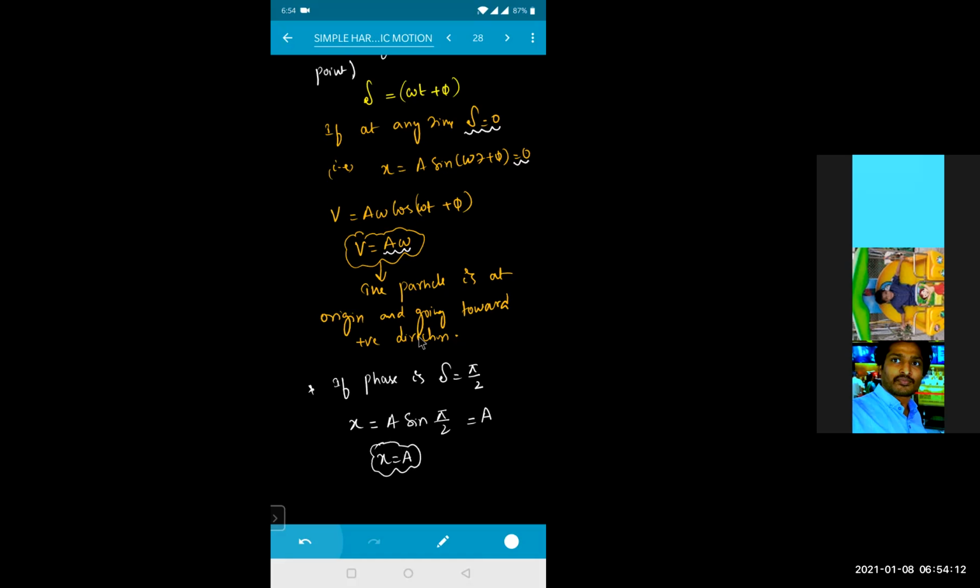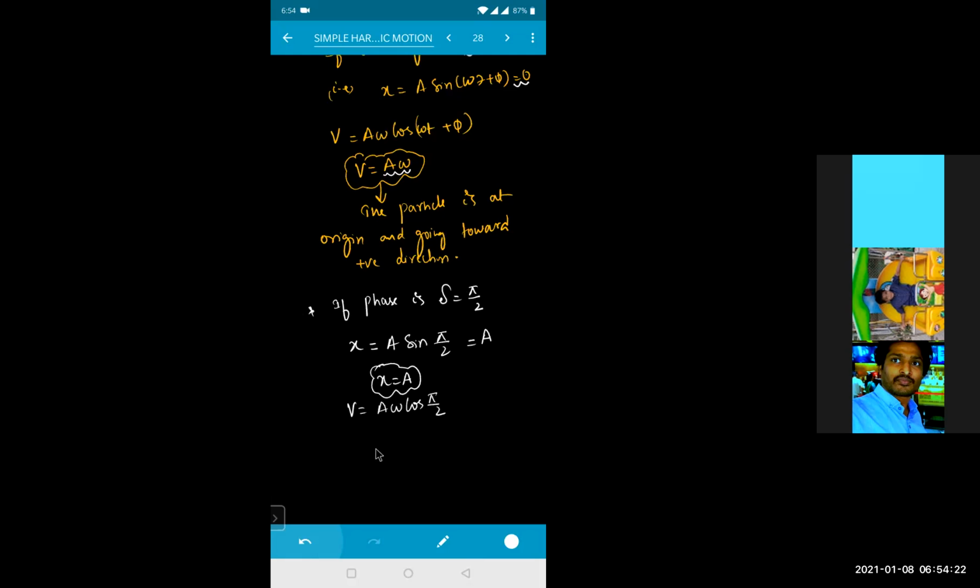Then what will be the value of velocity? v is equal to A into omega into cos 90. 180 by 2 is 90. Cos 90 is 0. So the velocity of the particle will become 0. Is that clear? That means there is no velocity of the particle.